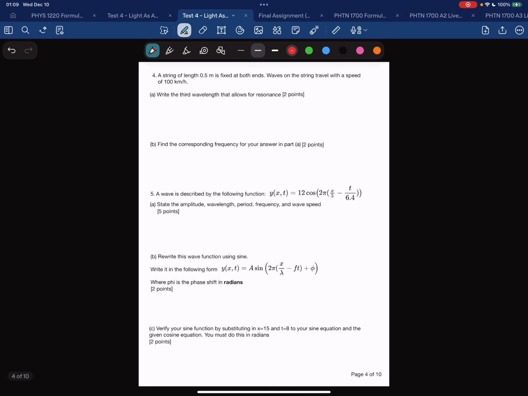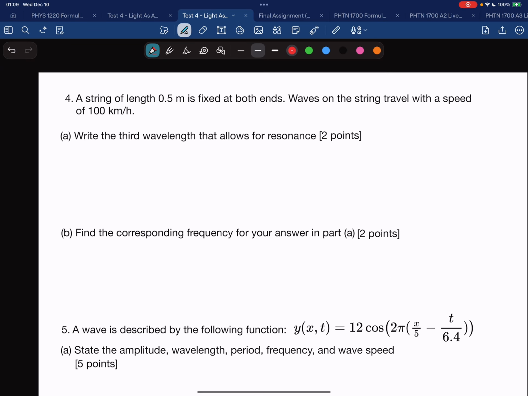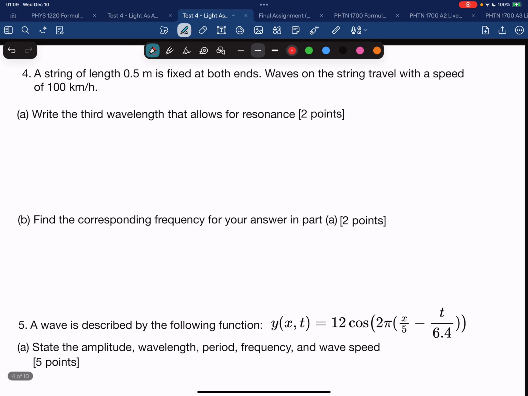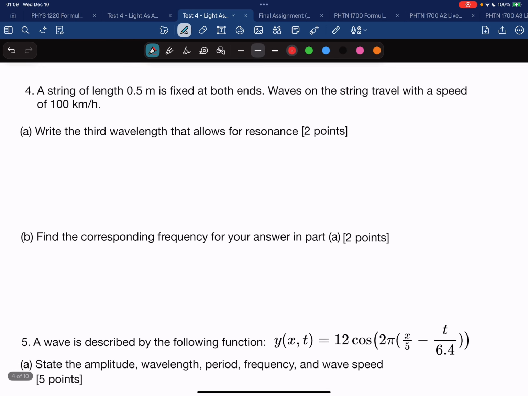Moving on. Question 4. A string of length 0.5 meters is fixed at both ends. Waves on the string travel with a speed of 100 kilometers per hour. All right. Write the third wavelength that allows for resonance. So resonance tells me that I'm going to have to use my resonance formula here.